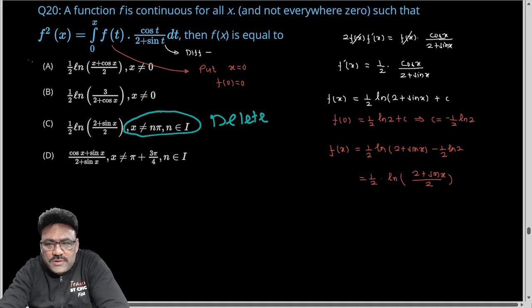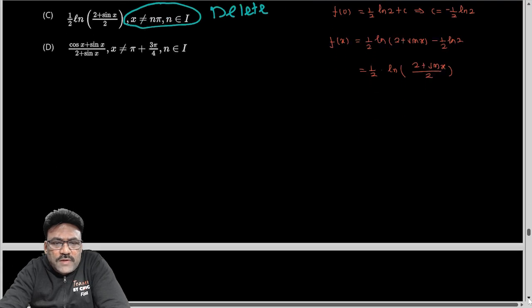C is the correct option here. No need to write x not equal to n pi. It is always defined. So half log of 2 plus sin x over 2.